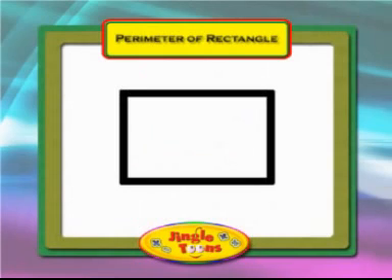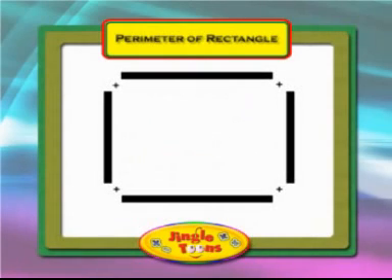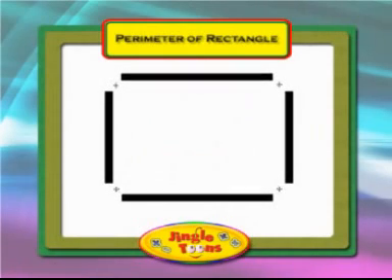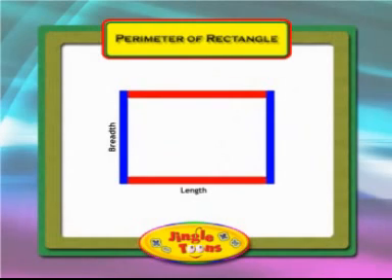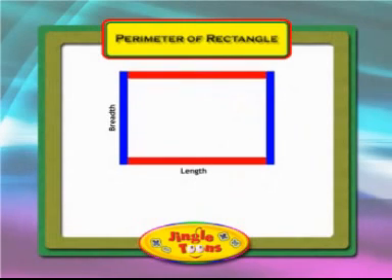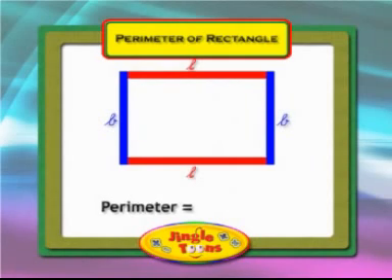The perimeter of a rectangle is the sum of the length of all four sides of a rectangle. But in a rectangle, only the opposite sides are equal. These sides are the length and the breadth. So the formula for the perimeter of a rectangle with length L and breadth B is perimeter is equal to 2 multiplied by (L plus B).